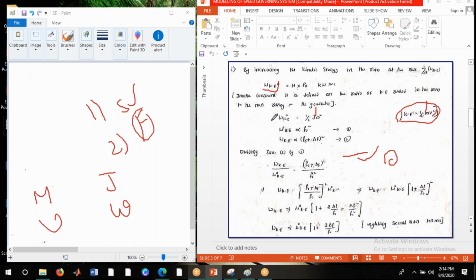I am considering that the kinetic energy, the work done, is equal to half J omega square. Here J is called the moment of inertia and omega square is the angular velocity squared. Now this is the kinetic energy.